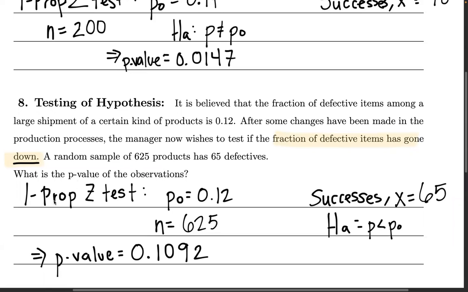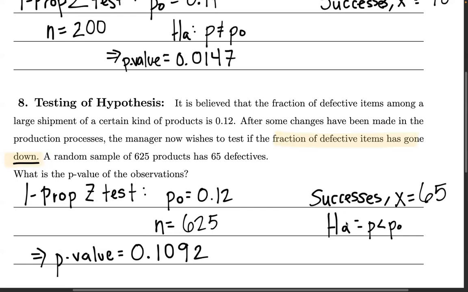So here we have a 1 prop z test again, because we have a sample size of 625. So that's a large enough sample size. And our p naught is 0.12. And here our X, the number of successes, which I know it's kind of confusing because we're talking about defective, but our X would be 65. So in other words, if it's defective, in this case, it's considered like a success. So X is 65 because there were 65 defectives in that sample.